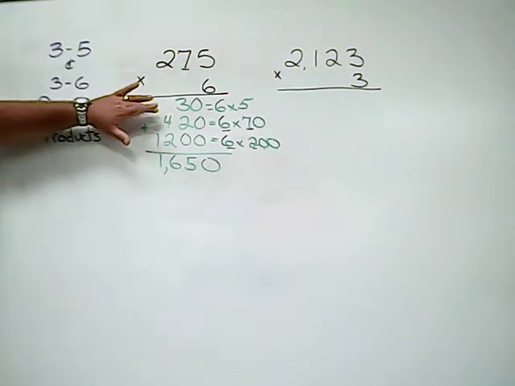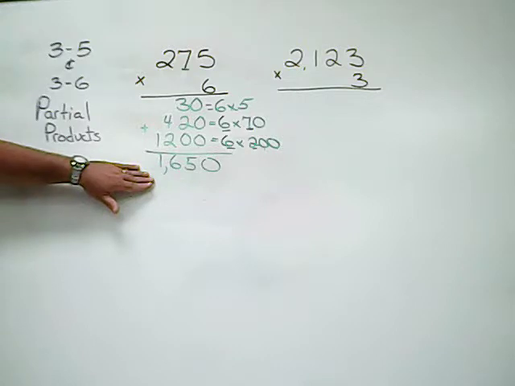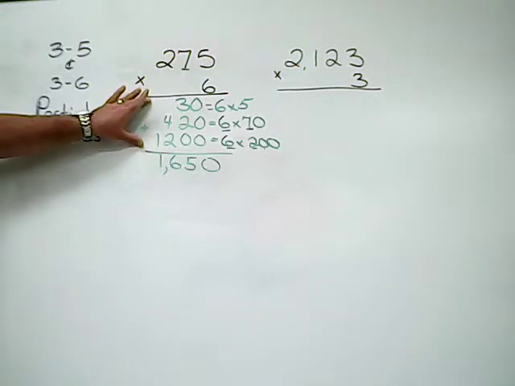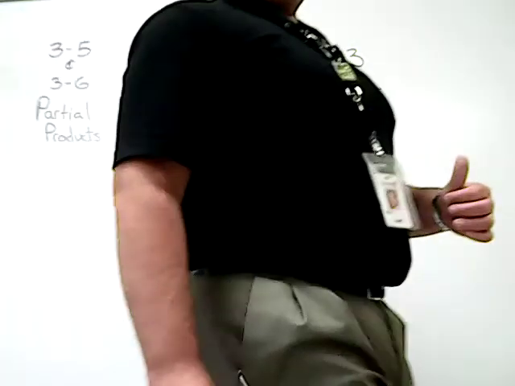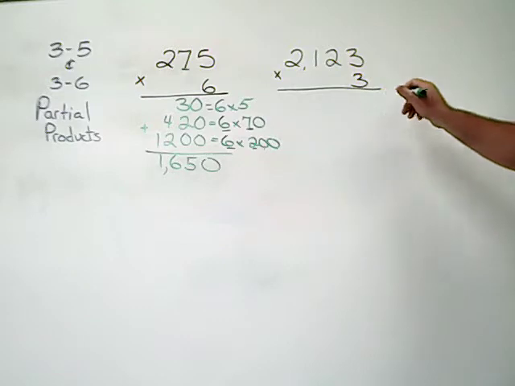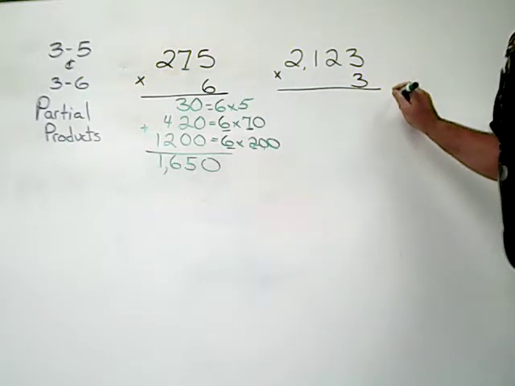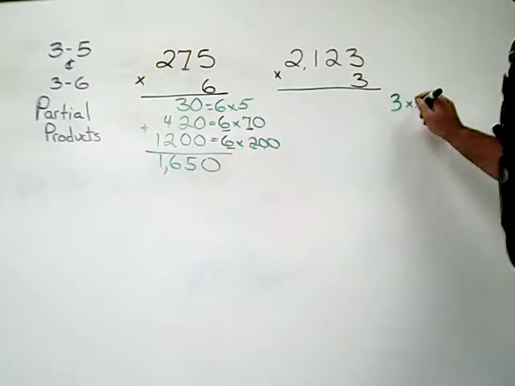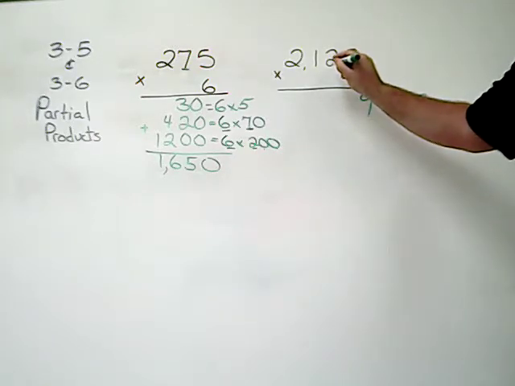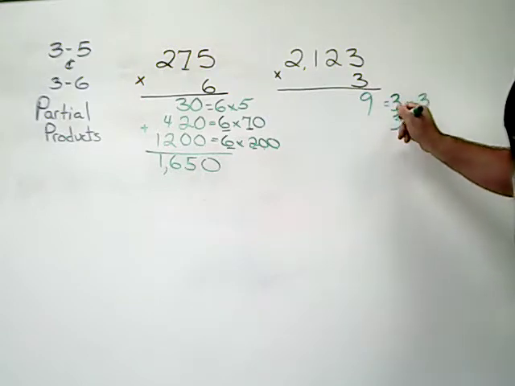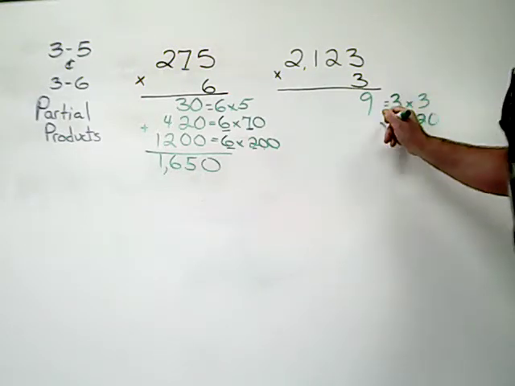Notice how each one of these is part of my final product? That's why these are called partial products. It's breaking this problem into smaller problems to make it easier for us to do. This example over here, same idea. 3 times 3 is 9. Three times, now it's a 2 in the tens place, so it's 20. 3 times 20 equals 60.